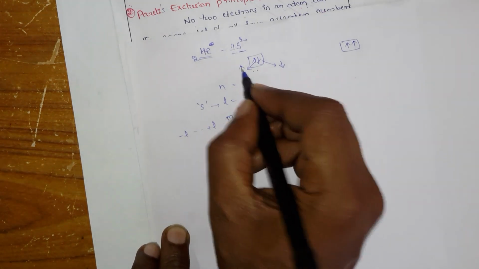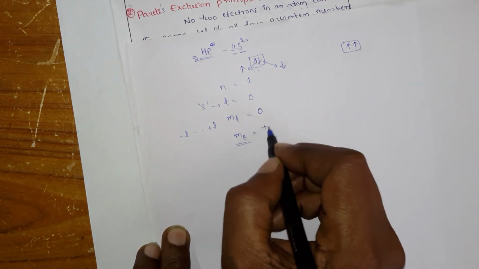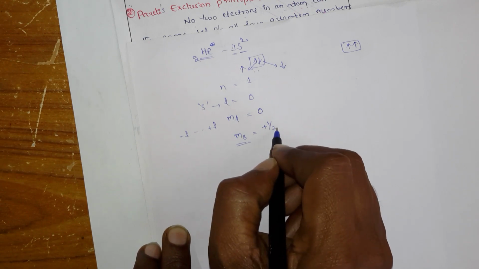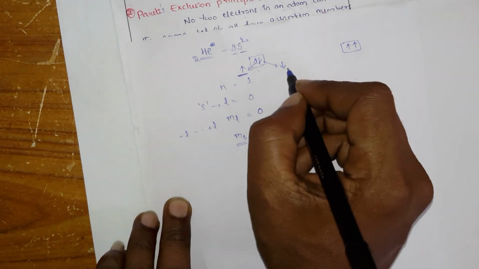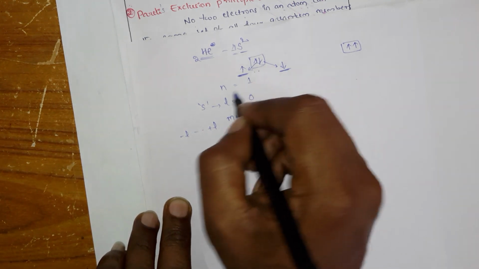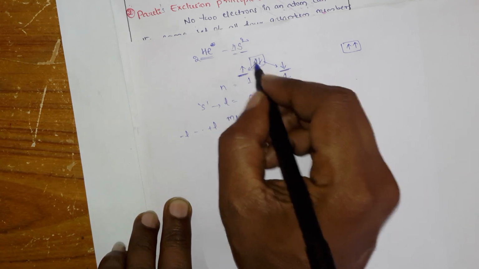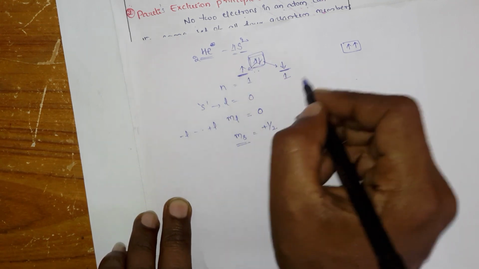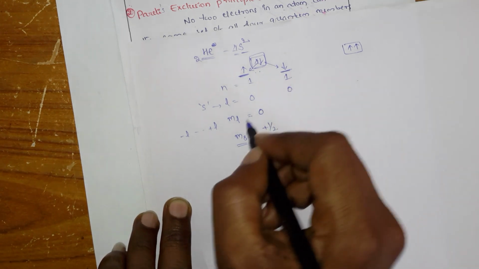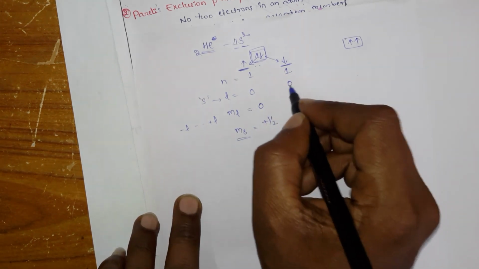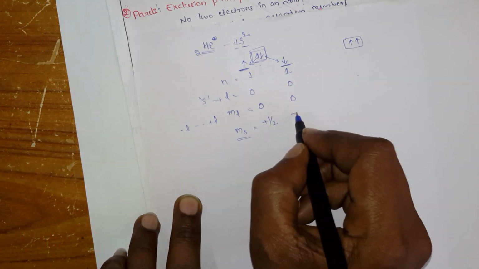For the upward electron, what is the ms value? It should be plus half. And next is the downward electron. This is the upward electron, this is the downward electron. Again for the downward electron, the n value is obviously 1, because it is in the 1s orbital. It is an s orbital, so the l value is 0 and the ml value is 0. But here the ms value, since it is downward, you write as minus half.